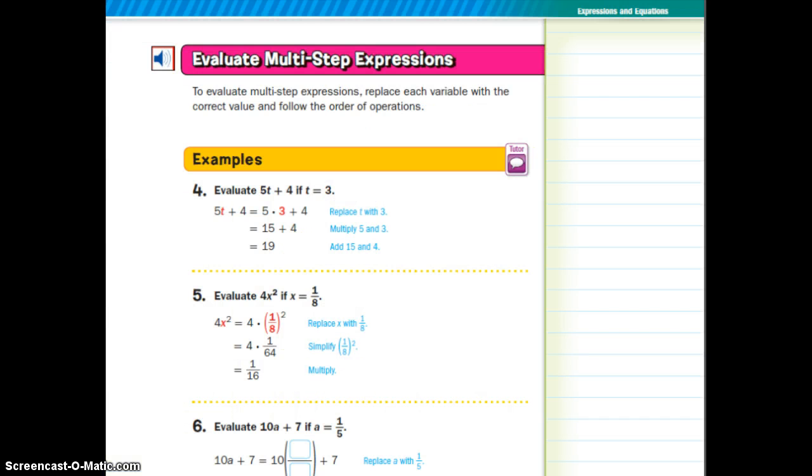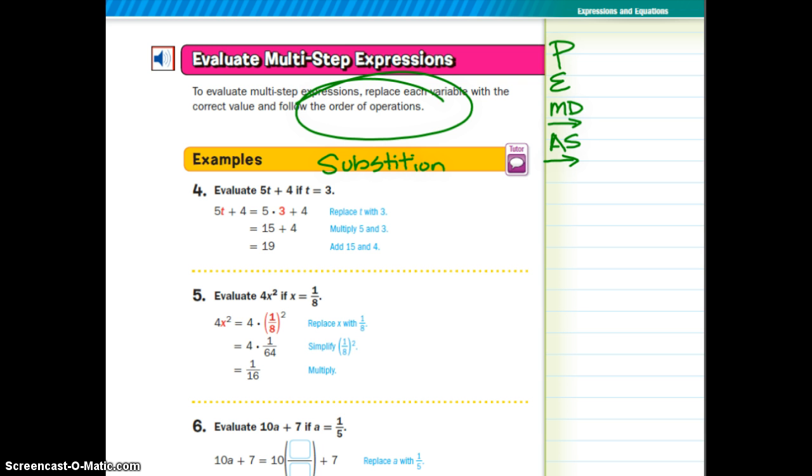Turn the page. So when I have to solve multi-step expressions, I must use order of operations. So again, parentheses, exponent, multiplication, division, whichever occurs first, left to right, addition, subtraction, whichever occurs first, left to right. But the first thing that I always have to do in these problems is substitution. So I have to substitute the letter with the number that they give me. In this case, I have 5t plus 4, and they've told me that 3 is t. So 5 times 3 plus 4. 5 times 3 is 15 plus 4 is 19.